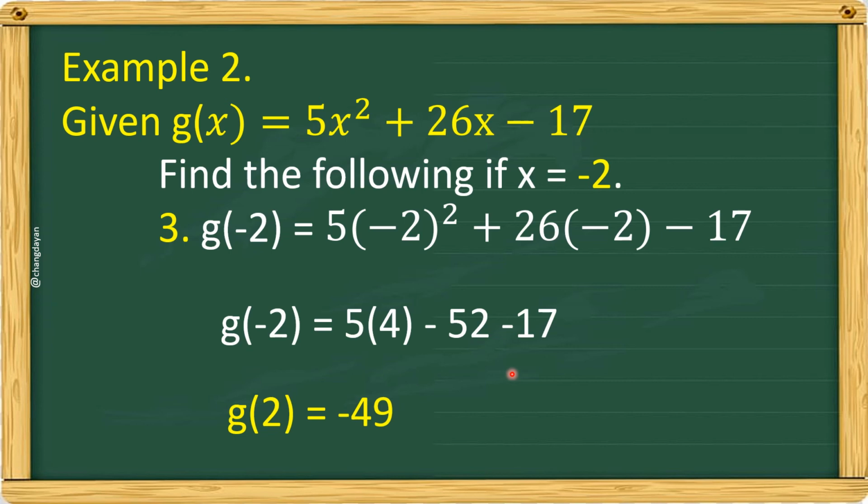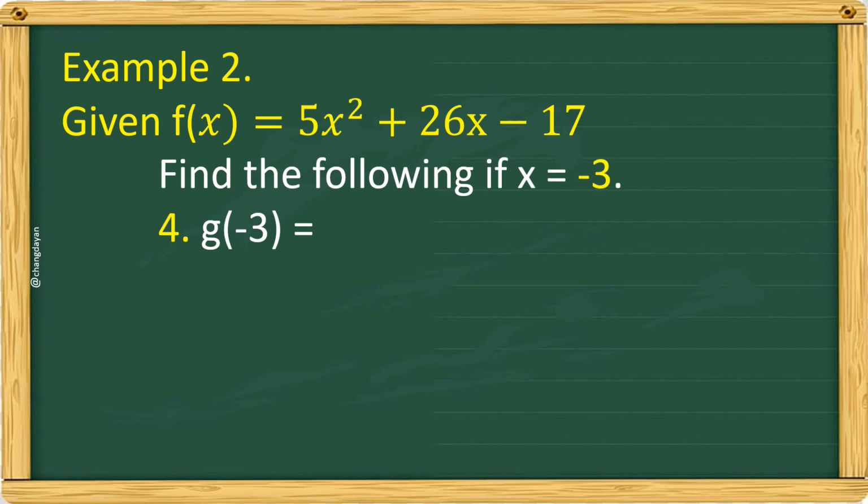Now, let us simplify. 5 times 4 is 20 minus 52. Our answer here is negative 32 minus 17. Our final answer is negative 49.